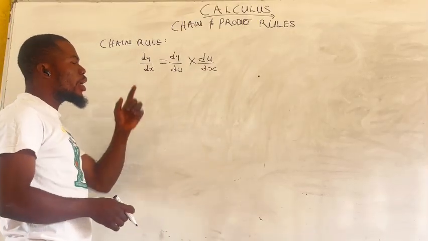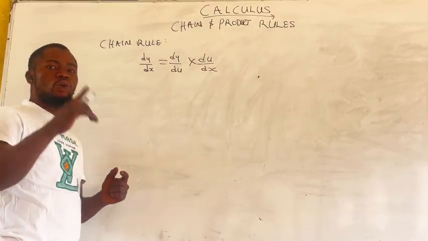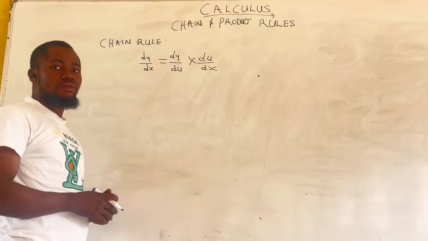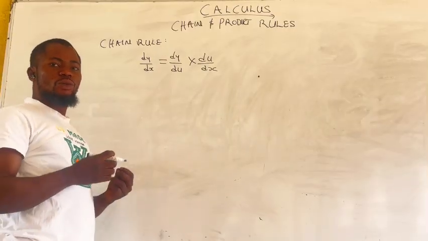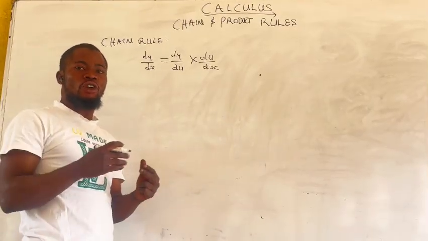And what is our u here? Our u here is what we substitute one function with. And the function that can be substituted with u is any function that contains x.